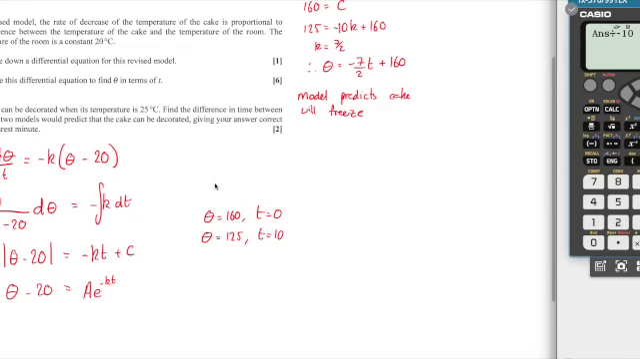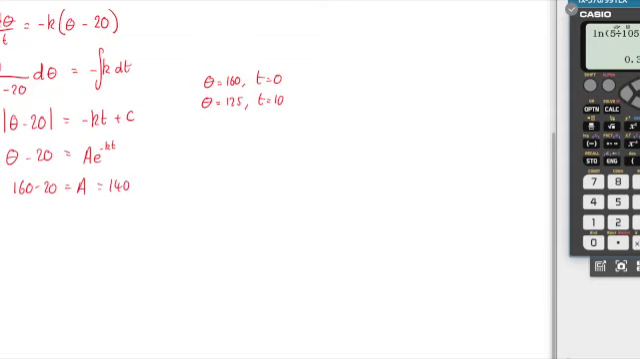So let's do when t is 0. I've got 160 minus 20, and when t is 0, e to the minus kt is 1, so that's that. So A is 140, and now we need to find a value for k. So we are at the point where we can now say that theta minus 20 is 140 e to the minus kt.